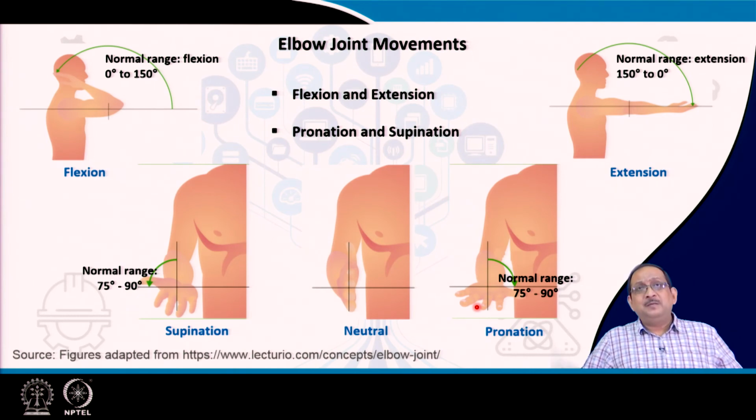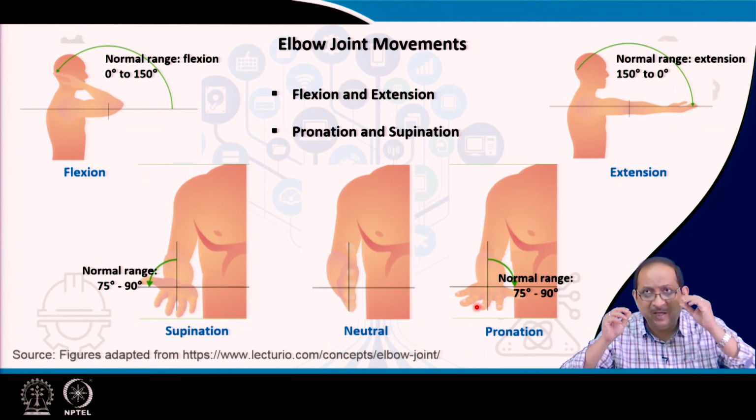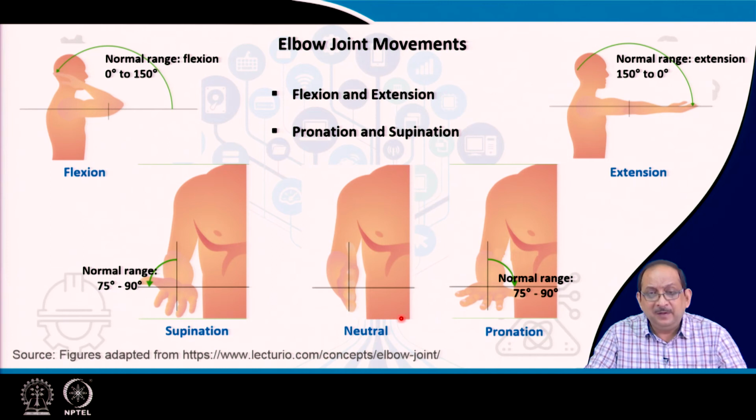Now, let us consider the movements of the elbow joint. Elbow also has a range of movement. The flexion and extension are the two primary movements, opposite in nature. So, we have a normal range of flexion of around 150 degrees, and normal range of extension is just the opposite, again around 150 degrees.